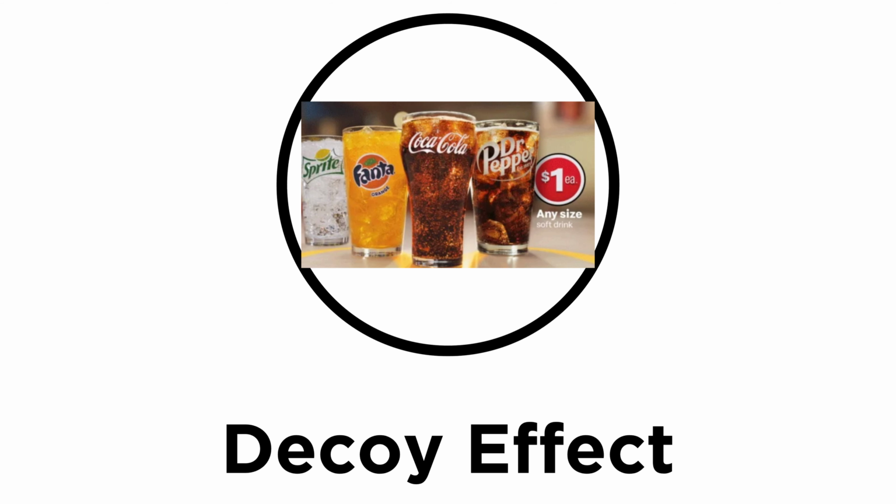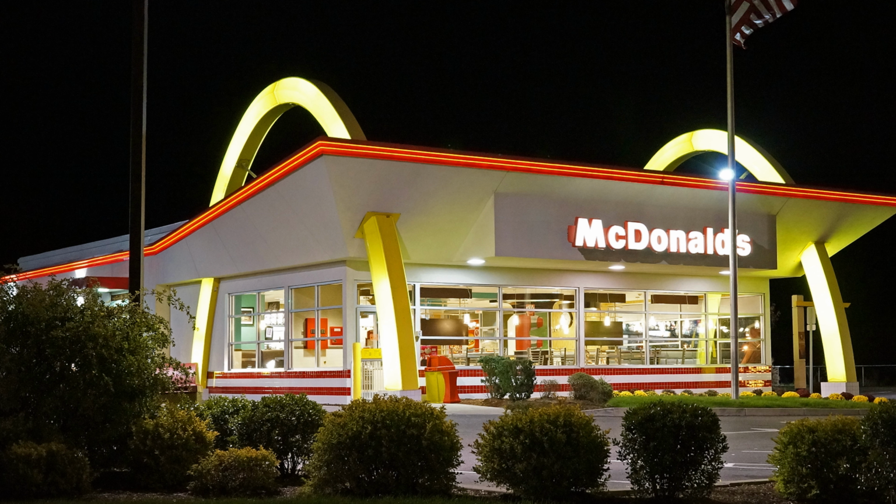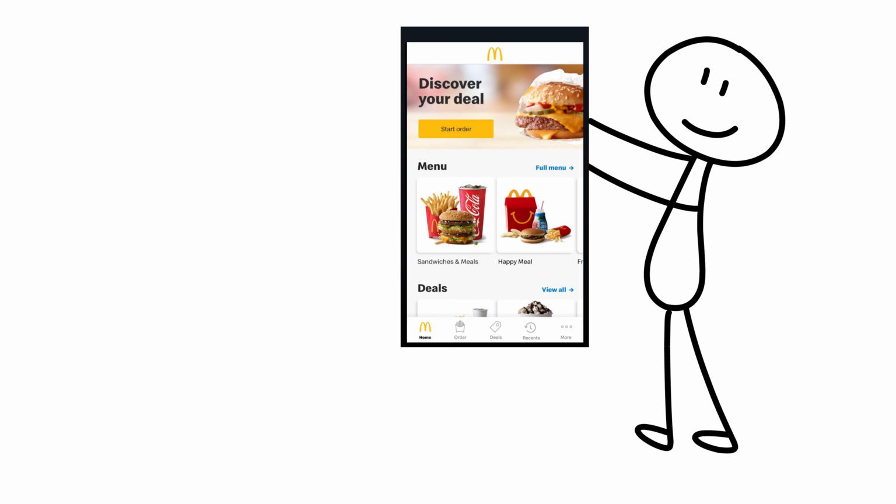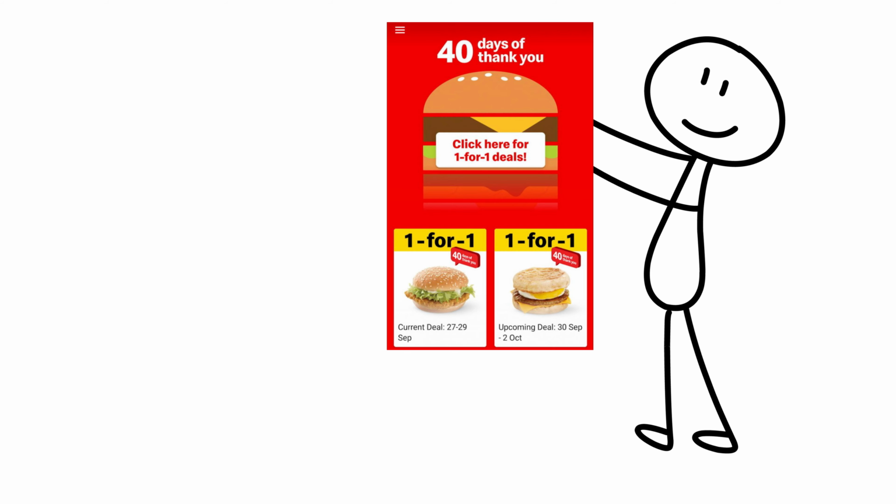The decoy effect is the introduction of less attractive options to make other options seem more favorable. Businesses often do this to make you buy more things. At McDonald's, the small, medium, and large soft drink are all $1, so of course you're going to get the large. But while you're at it, you check the app and you see an offer. It looks like a good deal, so you get it, but in reality, you may have spent more than you originally would have.